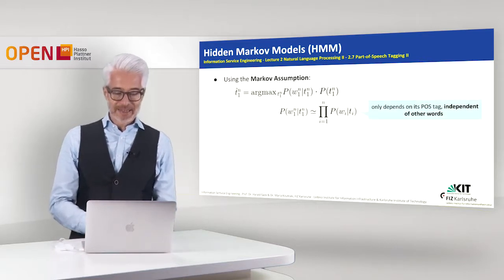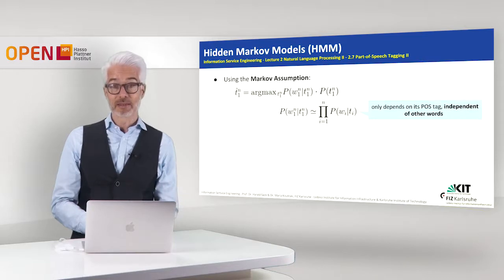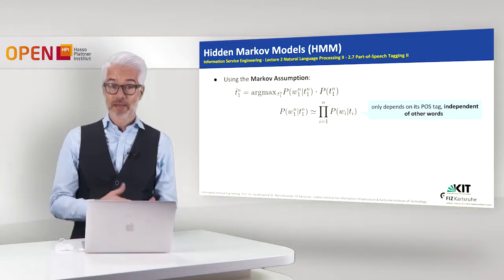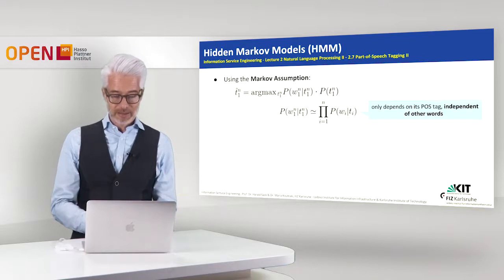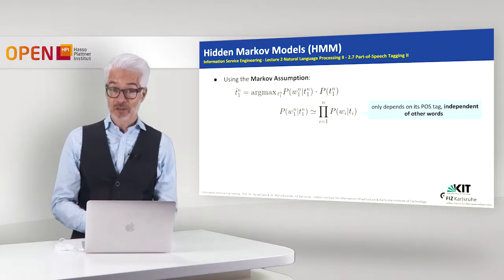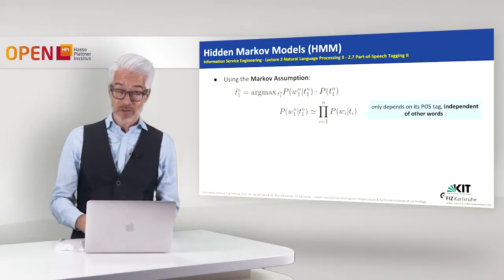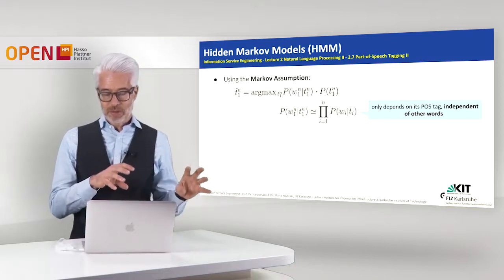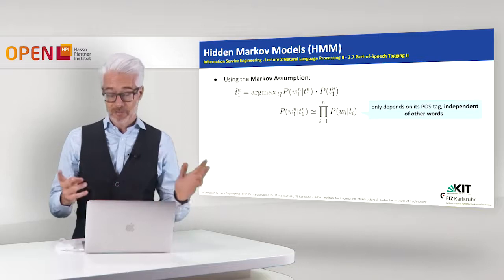So what we can say is we can approximate the probability that the word sequence W occurs under the condition that the tag sequence has occurred. This can be approximated by the product that consists of the probability that a specific word in that sequence occurs under the assumption that a specific tag occurs with that word. And this, of course, you do for all words, so starting from the index i equals 1 to n. Which means the word only depends on its POS tag, independent of the other words.